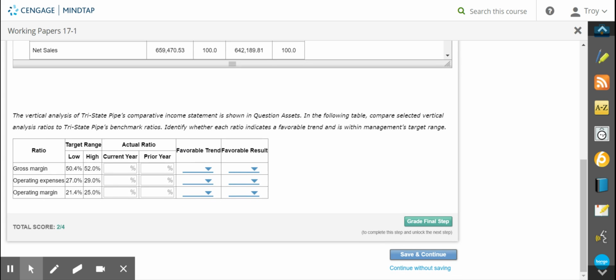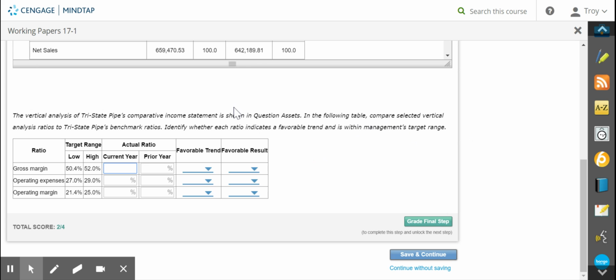All right, so here's basically what we have. So we have the gross margin, all that kind of good stuff, operating expenses, operating margin. We have those numbers, the high and the low, the current year, and the prior year. So basically, you go up and you're going to find your gross margin thing.